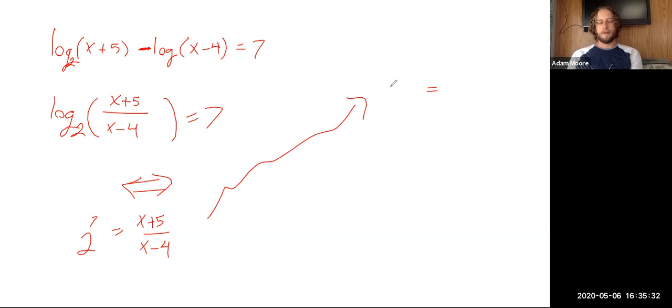2 to the 7 is, oh shoot, okay, 2 to the 5 is 32. So we're looking at 128, I believe. Is that right? Let me just, we're going to rewrite that. Is 128 correct?